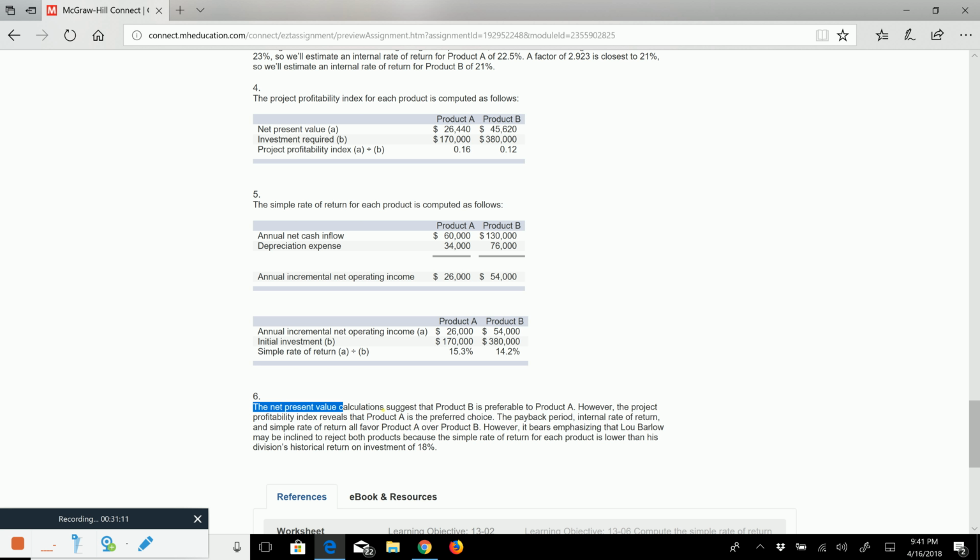So, in conclusion, the net present value suggests B is preferable to A, but pretty much everything else, the project profitability index, you choose A. The payback period, the internal rate of return, simple rate of return, also favor product A. It looks like the overwhelming evidence is product A is preferable. In my opinion, the project profitability index is the best bang for my buck, because you're not only considering the net present value, but you're also considering the initial investment, and that really ranks them. It kind of puts everything on the same playing field, if you will, with that calculation.